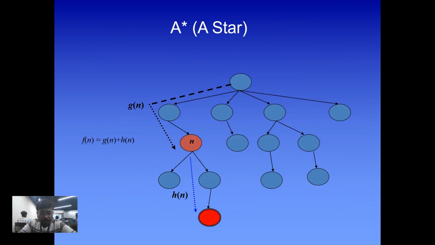Now let us look into a formal overview of the A-star search. Here we have g of n, which is the cost from the initial state to the nth state, and we have h of n, which is the estimate from the nth state to the goal state. So we have the f of n function, which is defined as g of n plus h of n.